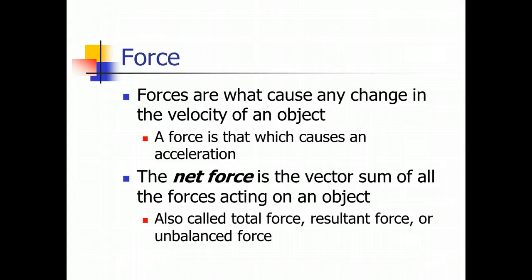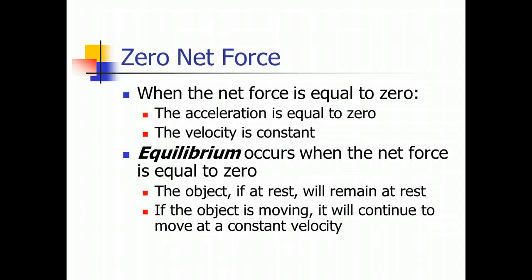When we talk about forces, though, really what matters is what we call the net force. All sorts of different forces can be acting on an object, but really the net force is the only thing that matters. The net force we define as the vector sum of all the forces acting on an object, and we sometimes call it other things like the total force, the resultant force, or an unbalanced force. When we deal with forces, the thing we care about for motion is the net force.